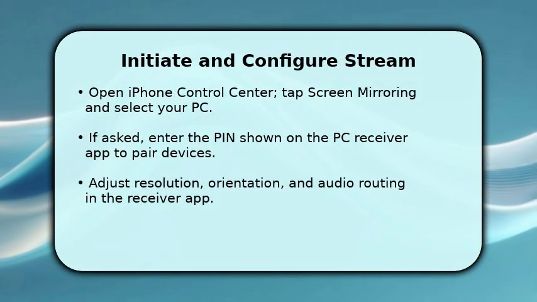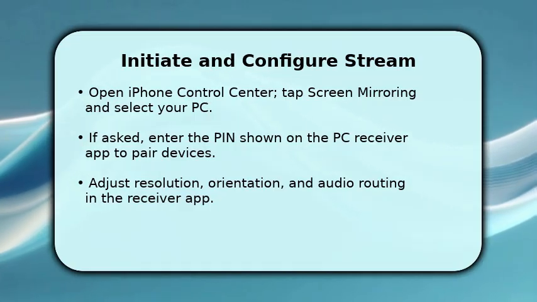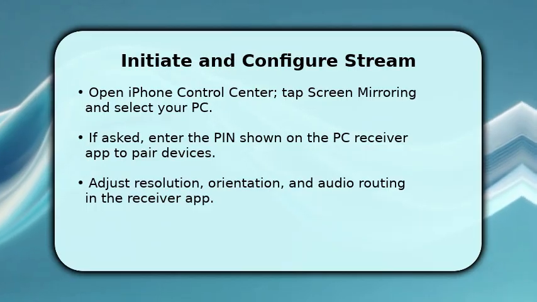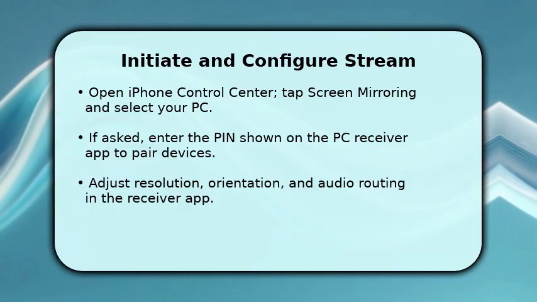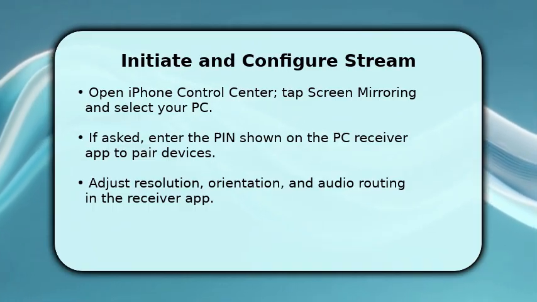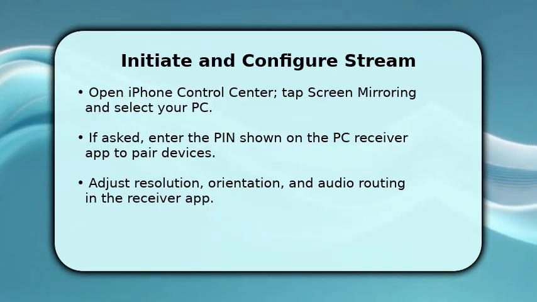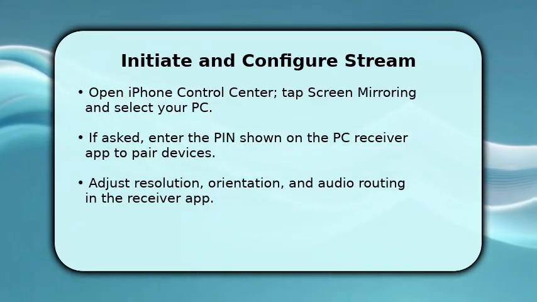You open Control Center and tap Screen Mirroring, then choose the PC name shown by the receiver app. This establishes the AirPlay session. If the app displays a PIN, type it on your iPhone to secure the connection and make sure video resolution and frame rate are set in the receiver for smooth playback. For audio, route output to the PC if you need sound.